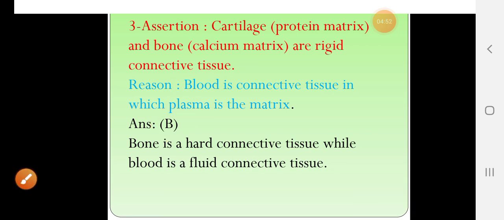So in this way, we can solve assertion reason type of questions.